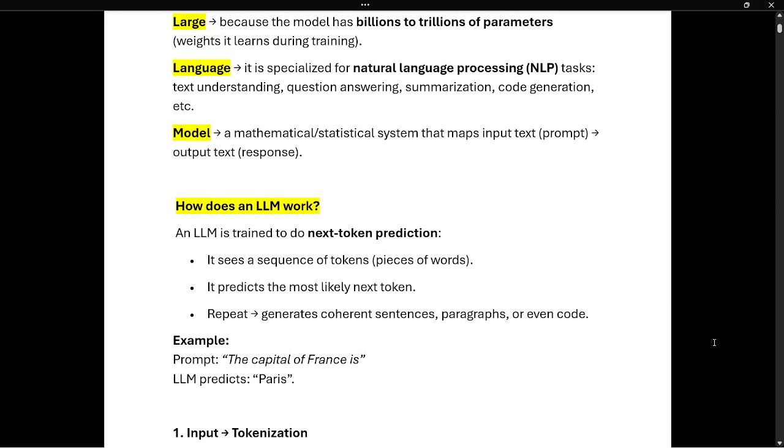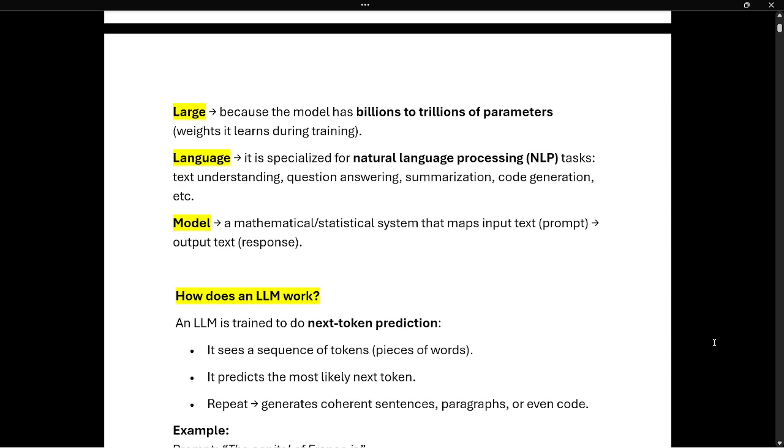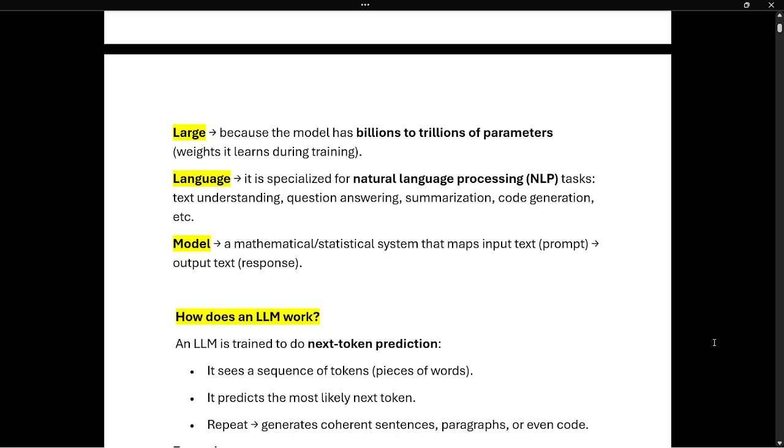Now the next thing: how does an LLM basically work? The basic and main work of an LLM is to find out the next token. Token prediction is the main work of the LLM. What a token is and how we achieve that, we will see in the upcoming slides.